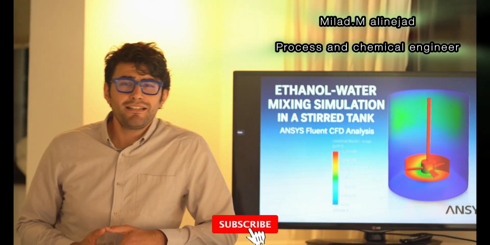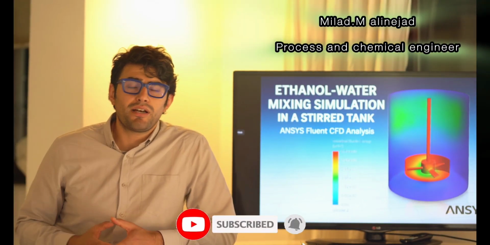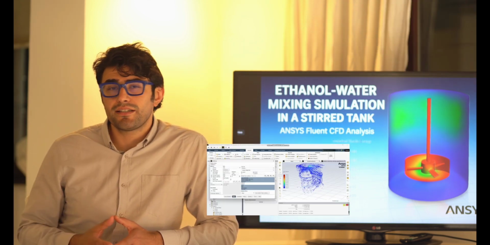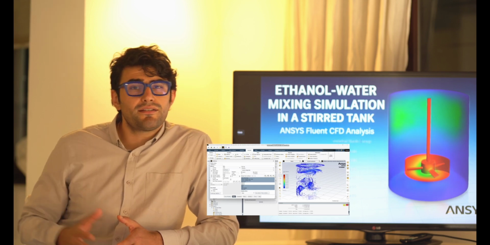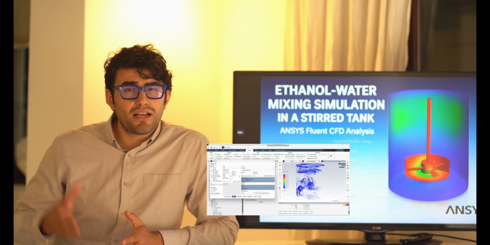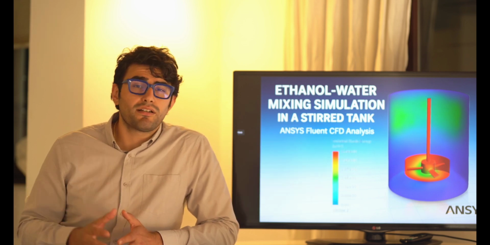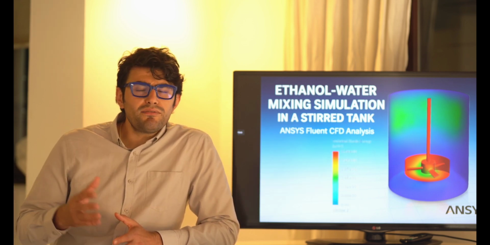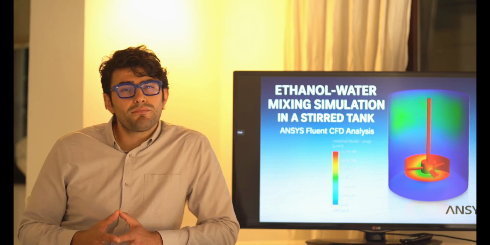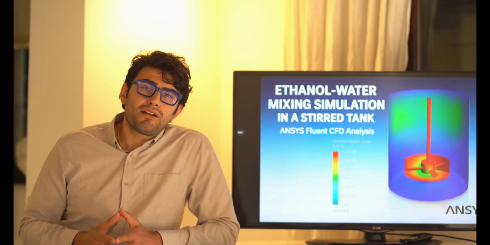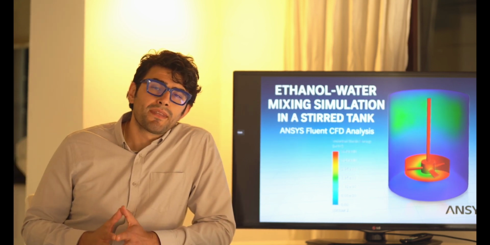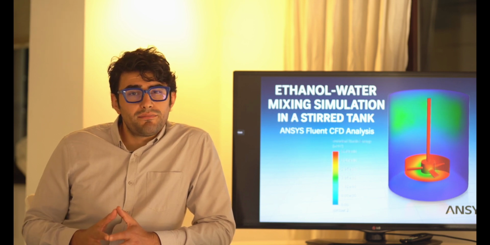Hello everyone, in this tutorial I will show you how to simulate a mixture of ethanol and water inside this stir tank using ANSYS Fluent. A stir tank is a kind of equipment which is widely used in chemical industries for mixing components. Following the simulation, we are going to understand how the geometry is built, how boundary conditions are applied, and how cell zone conditions can affect our simulation.